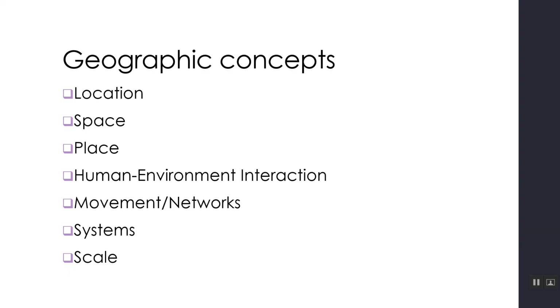Geographers use different concepts to kind of look at the world and talk about the world. And so I'm going to go through all of these and talk about kind of the main ones we'll look at in this class. But this is a blanket introduction that I give in all of my classes about how geographers look at the world. What are the things we use? What are the tools that we use? And so they are location, space, place, human-environment interactions, movement, networks, systems, and scale. And I'll explain what each one of those is.